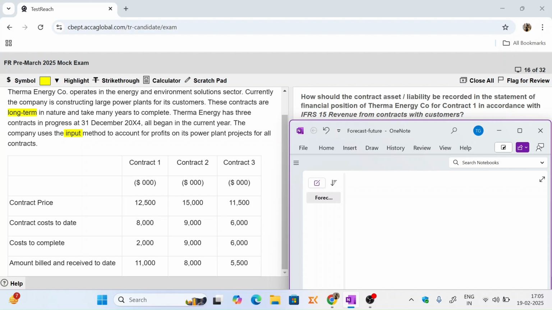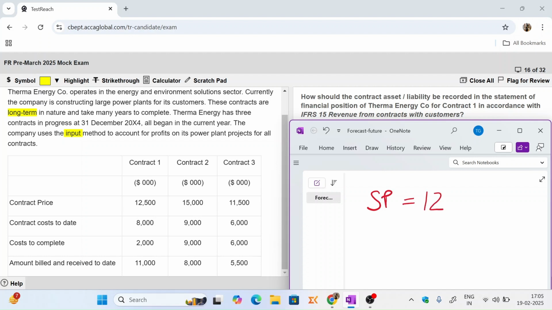So the first requirement is, how should the contract asset or liability be recorded in the statement of financial position of Therma Energy Company for contract 1 in accordance with IFRS 15, Revenue from Contracts with Customers. Here there are 3 contracts of which we have the information. We are going to talk about the first contract. For the first contract, you have the contract price. This represents the amount of money that you're going to charge the customer. So this is the selling price for your contract 1.